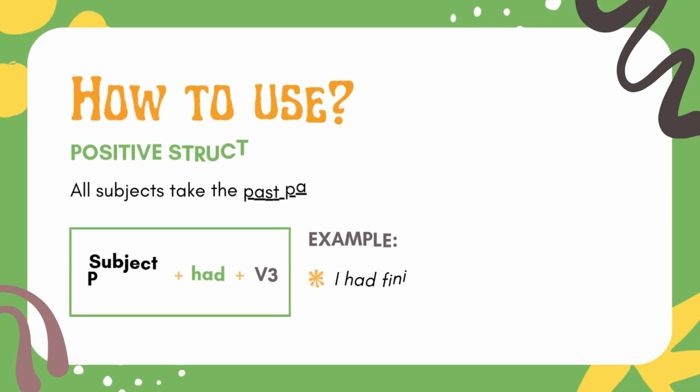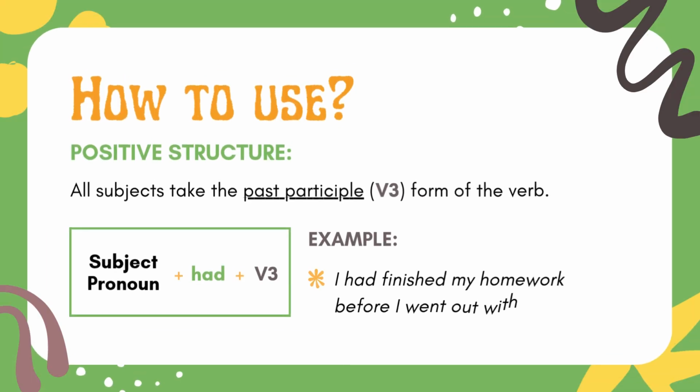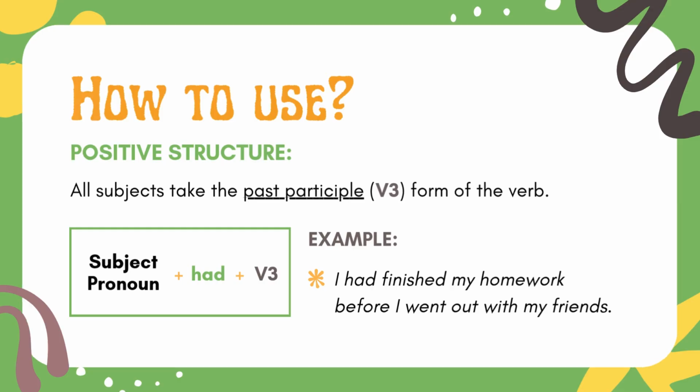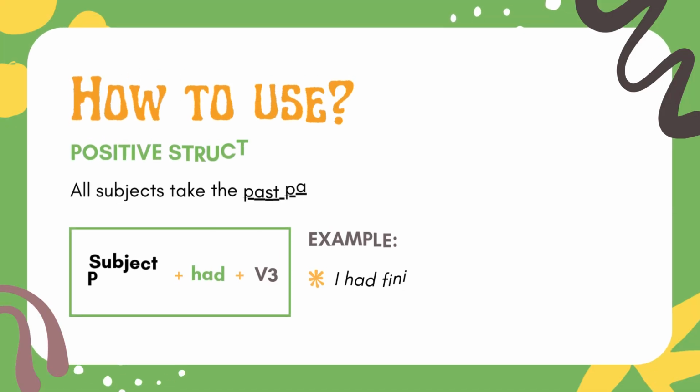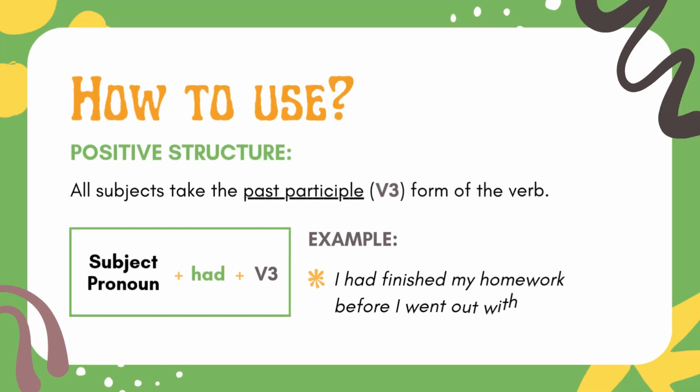How to use? Positive structure. All subjects take the past participle, V3, form of the verb. Subject pronoun, plus had, plus V3. Example. I had finished my homework before I went out with my friends.